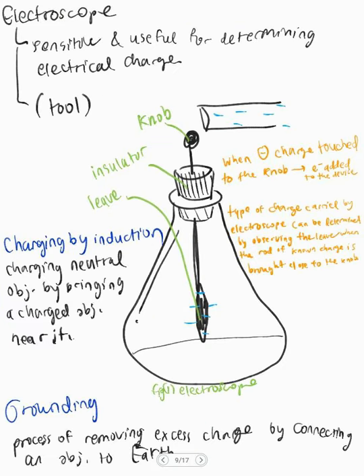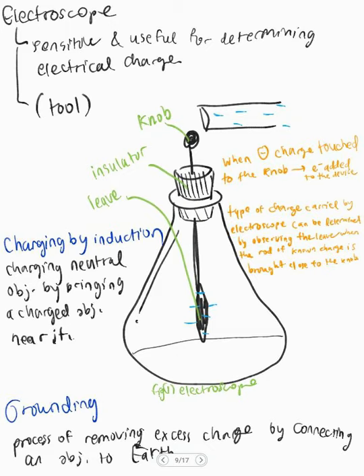Okay, so let's move on to the electroscope. The electroscope is a tool that is sensitive and useful for determining electrical charge. And this is the part of the electroscope. There's a knob, there's an insulator, there's leads.